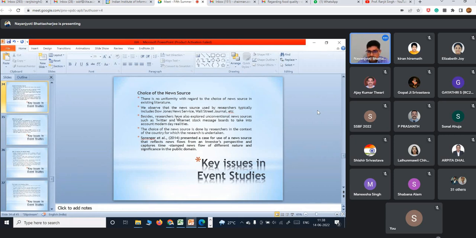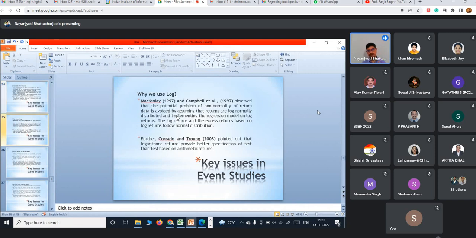What is a timestamp? Suppose you have a news article in your news source where they mention the date and time of the news flow. That is called a timestamp. So choose a news source which helps you to accurately identify the timing of the news flow. That is the key message. Whenever you choose a news source for your study, event study more specifically, you choose a news source which gives you time-stamped news flows.